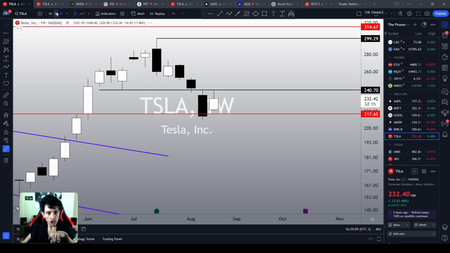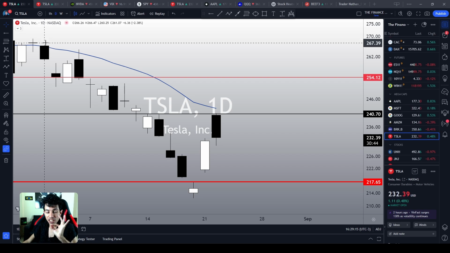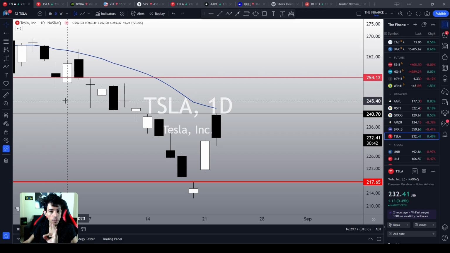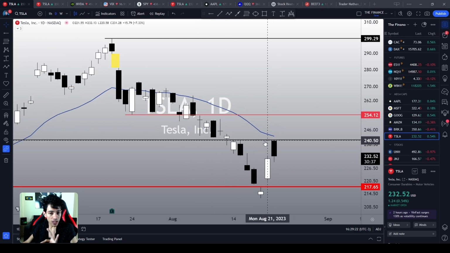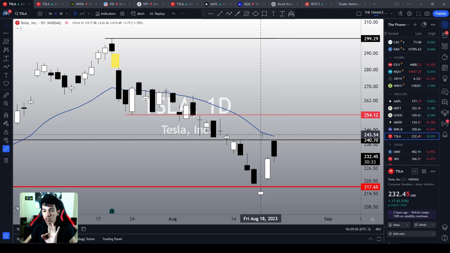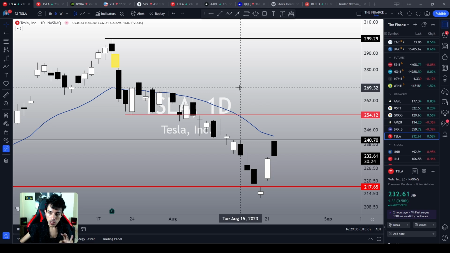So 240. If you are bullish on Tesla, if you think that Tesla is gonna go up, the 240 is your nemesis. This is the key point. You wanna see Tesla breaking from here because only by breaking the 240, Tesla is gonna make something new chart-wise, and this could trigger a meaningful reversal to higher levels, potentially to the 254, potentially to the 270s over here again. I don't know, I don't need to know.